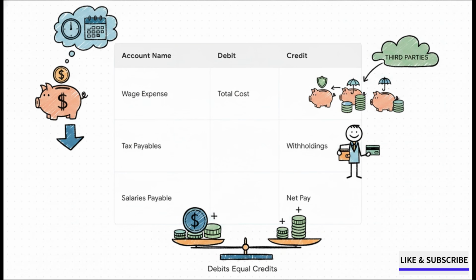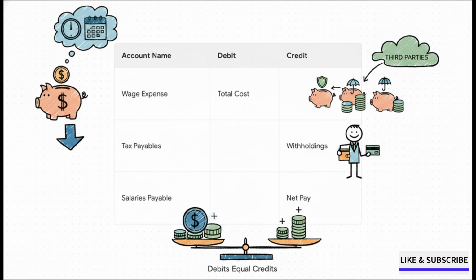All right, here is the actual recipe for a basic payroll entry. Following the rules we literally just went over, the employer's total labor cost gets recorded as a debit to the salary and wages expense account. Simple enough, right? But wait, the employees don't actually take all of that money home.